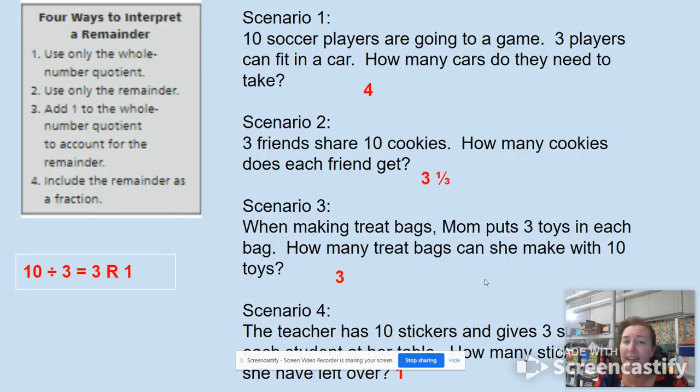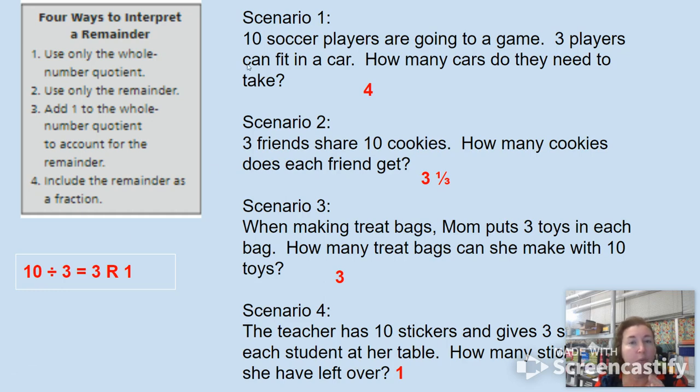The next day, we started talking about ways to interpret the remainder. Here I have 4 different word problems that are essentially using the same division problem. The division problem, we figured that out on the board with circles. 10 divided by 3, we realized we were going to have 3 with 1 left over. 10 divided by 3 is 3 remainder 1. That was a really simple problem for us to figure out.